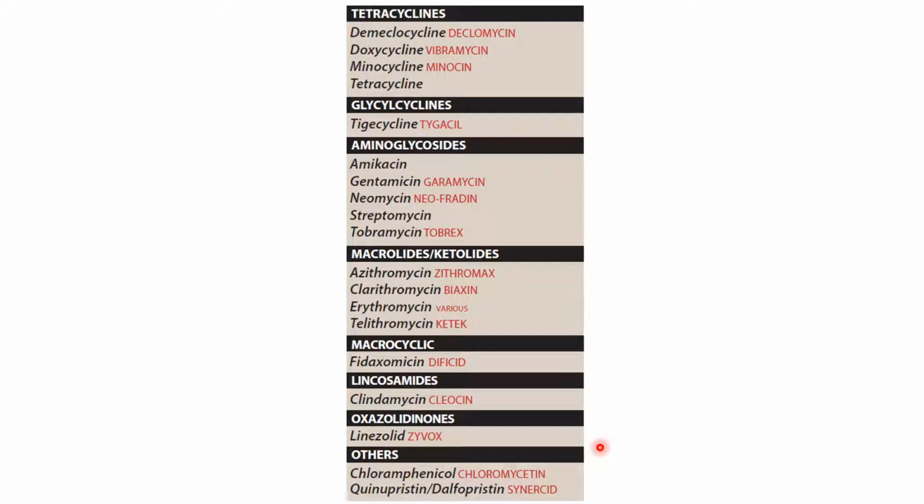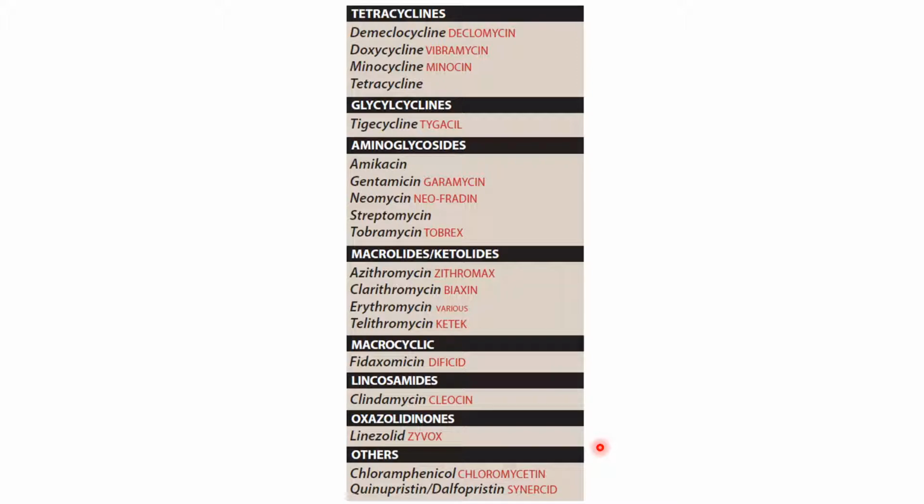So, in general, the selectivity of the bacterial ribosomes is not complete because the same size of the ribosome can be seen in mitochondria, and that is why the selectivity is not complete, and that is why there are some adverse effects.